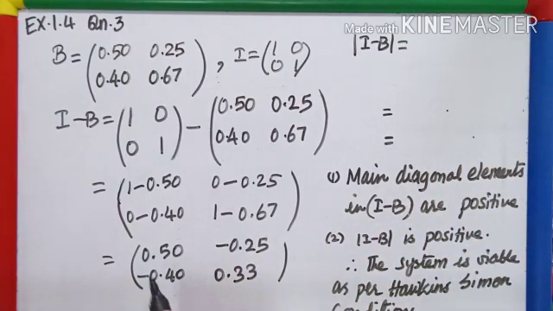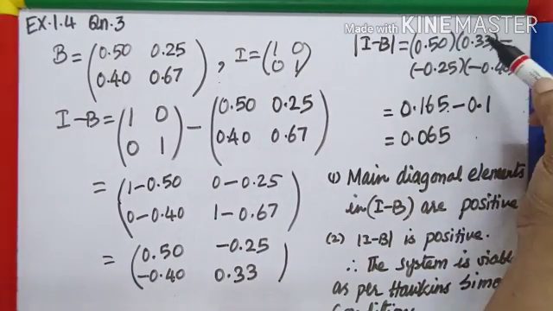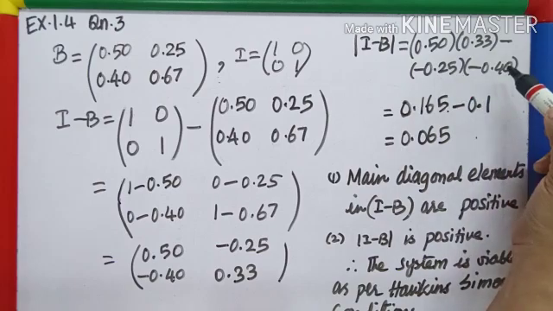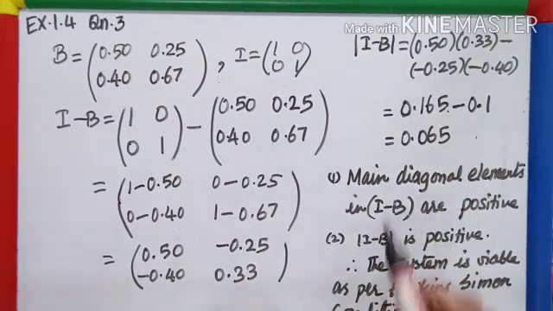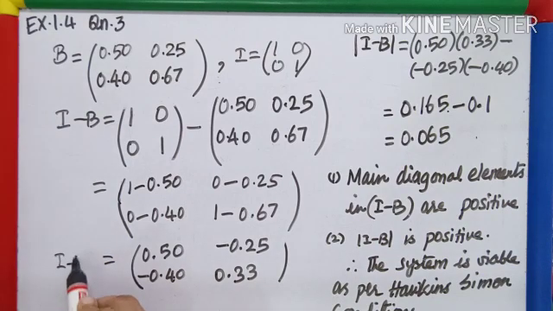The second condition is finding the determinant. 0.50 into 0.33 minus 0.40 into 0.25. You can use the calculator, multiply these two, and as I subtract, my answer is positive. So we declare main diagonal elements in I minus B are positive. Also, determinant of I minus B is positive. Therefore, the system is viable as per Hawkins and Simon conditions.